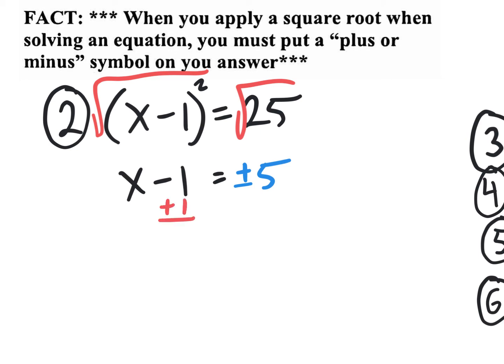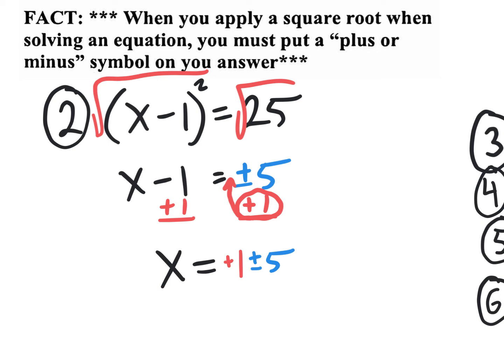Now, check this out. The plus 1, it's going to be complicated because there's a plus or minus 5. So I recommend doing this. Instead of putting plus 1 down there, let's put this positive 1 up here in front of the plus or minus 5. So this is what it's going to look like. x is all by itself equals, we have the positive 1 and we have a plus or minus 5.